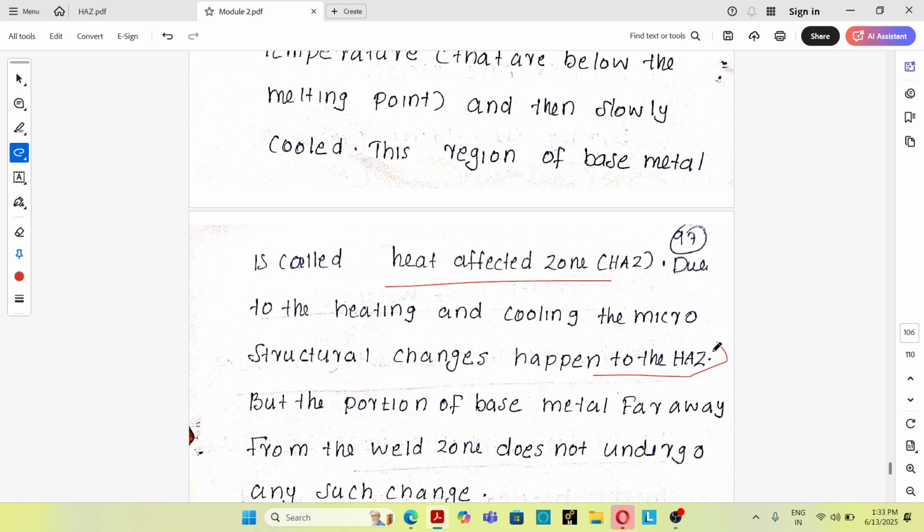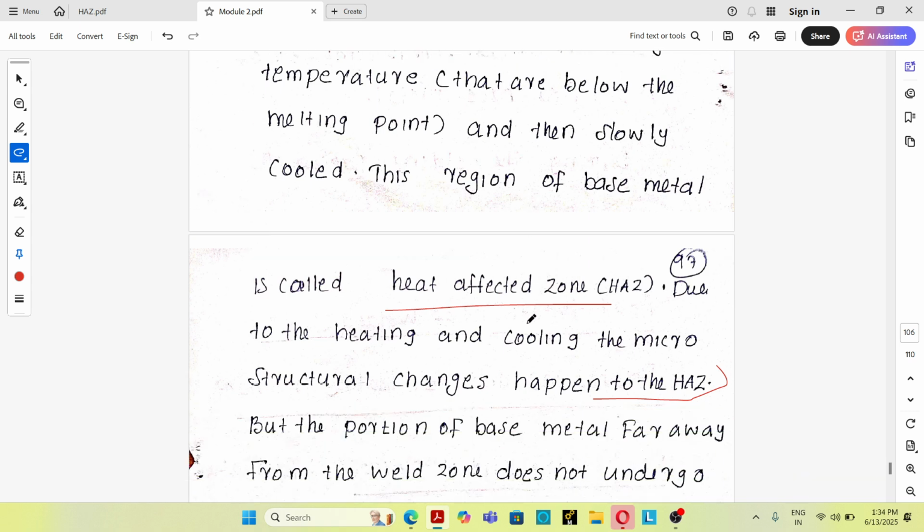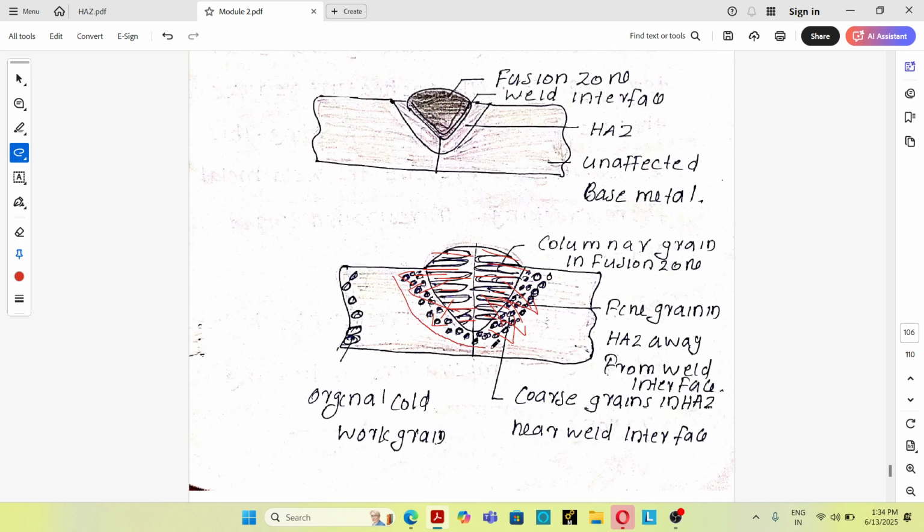See, what is HAZ? During the welding process, the portion of material which is nearer to the fusion zone gets heated up to below melting point and then cooled. This heating and cooling causes microstructural changes in that portion of material, and that portion is known as HAZ, heat affected zone. And the heat affected zone is here. This is the heat affected zone, just near to the fusion zone.